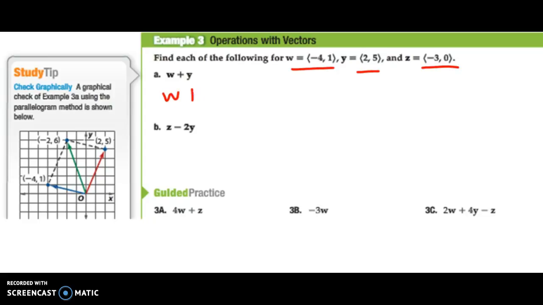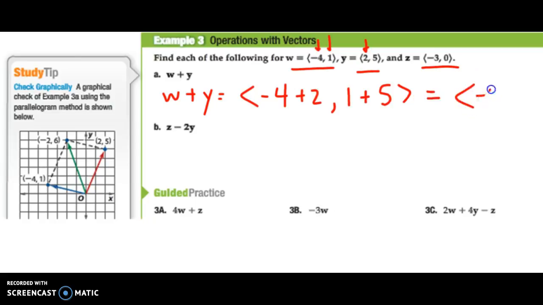Well, w plus y is going to just be adding negative 4, my x component for w, and 2, my x component for y. And then I'm going to add 1, the y component of w, and 5, the y component of y. So then that would be negative 2 and 6. There's my answer.